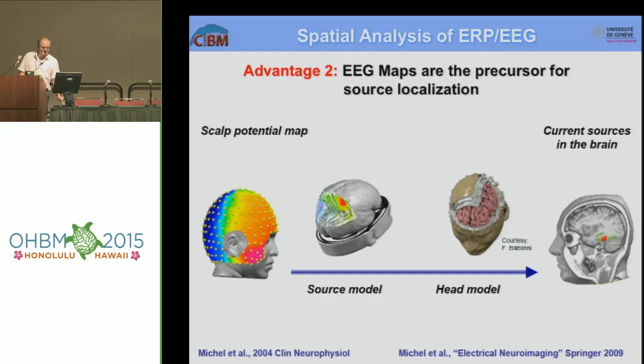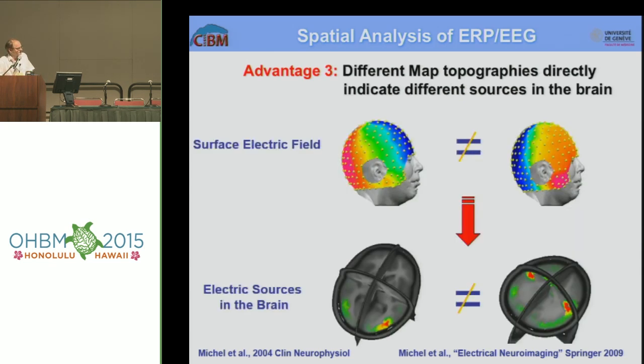The second advantage is, as I tried to say before, that EEG maps are the precursor for source localization. We will hear this afternoon about source imaging, source localization based on the electric fields, on the topographies of the electric fields. The more electrodes, the better coverage you have, the better your source localization estimation will be. So they are directly related to the sources in the brain. It's a linear relation between the two of them, including a source model that you use and hopefully a relatively good and individual head model. So looking at maps directly means that you, in principle, look at the precursors of sources.